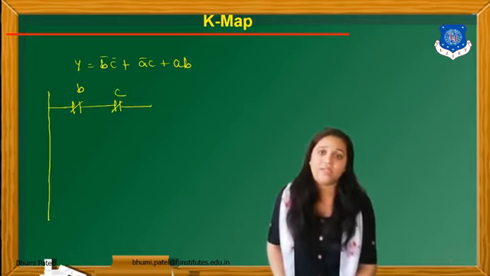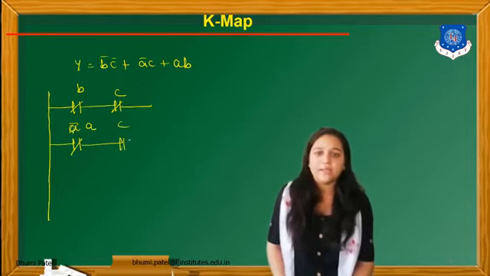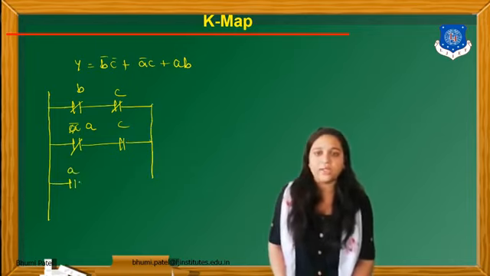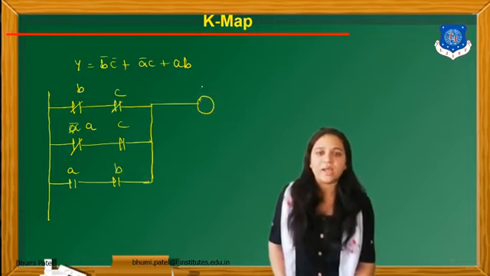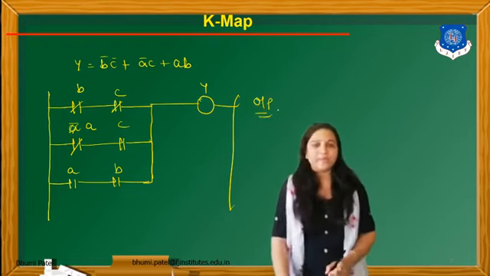Plus A bar into C, so we can put it in parallel connection with A bar. Sorry, here you have to write the A input as a complement, and C as it is, a normally open contact. The third input is A into B, so we can put A and B here. This is my input possibility and this is my output Y. Okay, so this is the ladder diagram for this particular K-map equation.